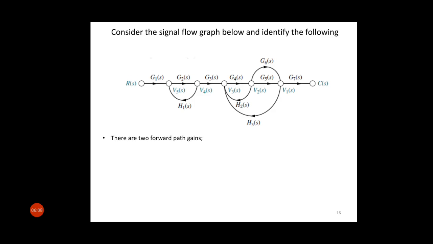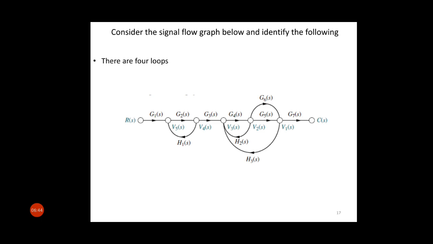Next we will find the forward paths. There are two forward paths. The first one is this, from RS to CS, and the path gain is G1 into G2 into G3 into G4 into G5 into G7. The second forward path is this, highlighted in blue, and the path gain is G1 into G2 into G3 into G4 into G6 into G7.